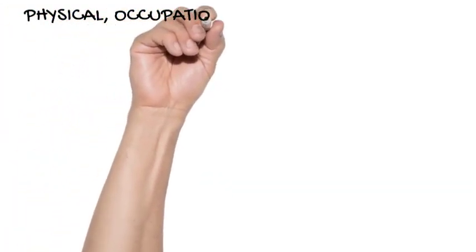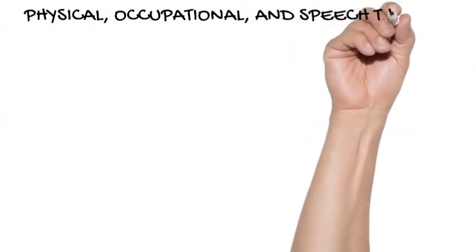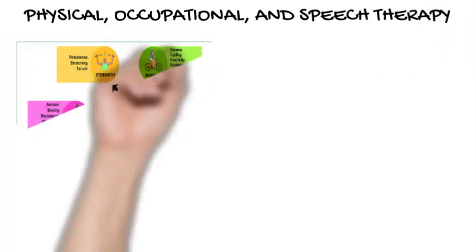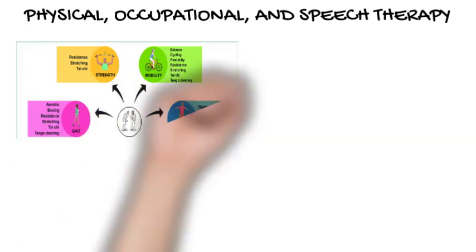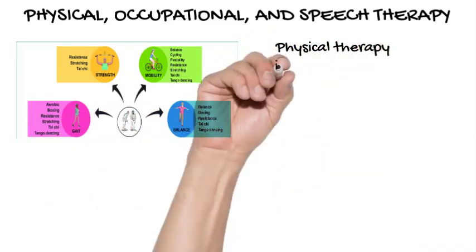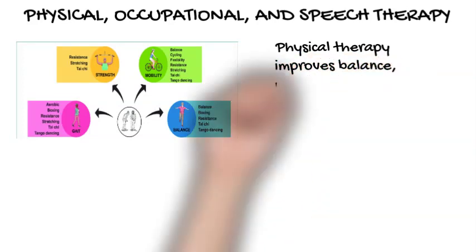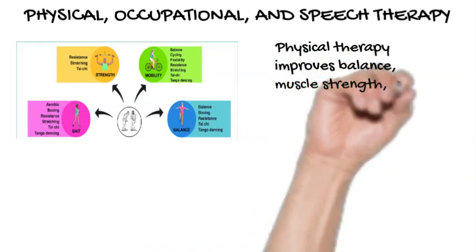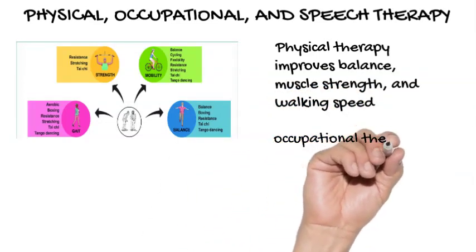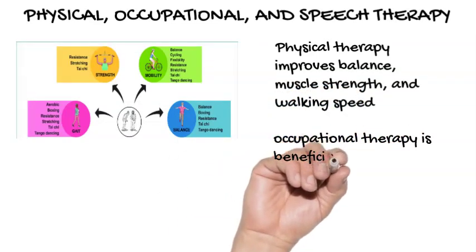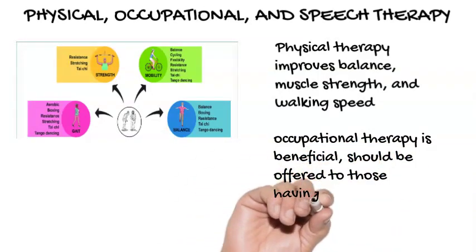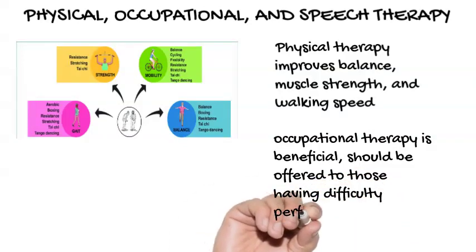Physical, occupational, and speech therapy. Physical therapy improves balance, muscle strength, and walking speed in patients with Parkinson's disease. No evidence shows that one type of physical therapy is better than another. Although there is less evidence that occupational therapy is beneficial, it may help patients maintain family, social, and work roles and improve safety and motor function, and should be offered to those having difficulty performing tasks of daily living.